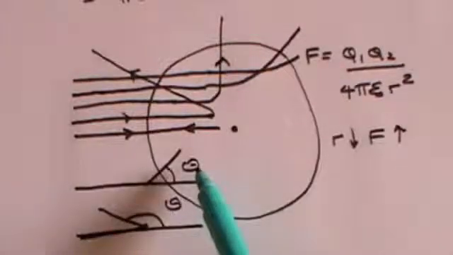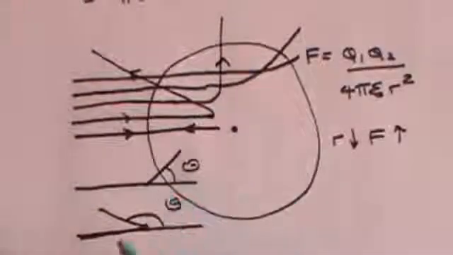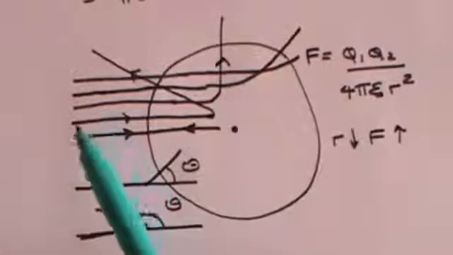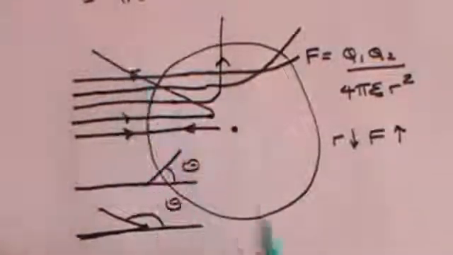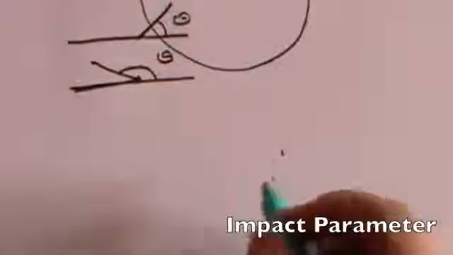It will be a small angle if the alpha particle is a long way away from the nucleus, and it will be a large angle if the alpha particle is very close to the nucleus. And we have a parameter which determines how close the alpha particle is. It's called the impact parameter.